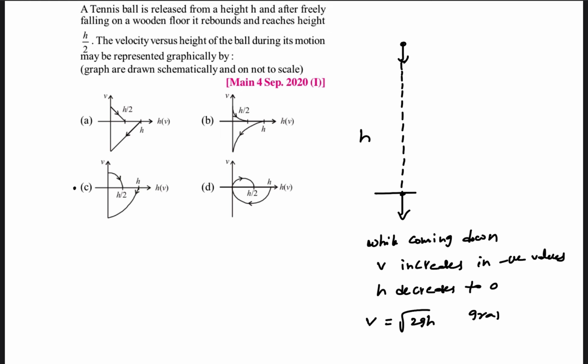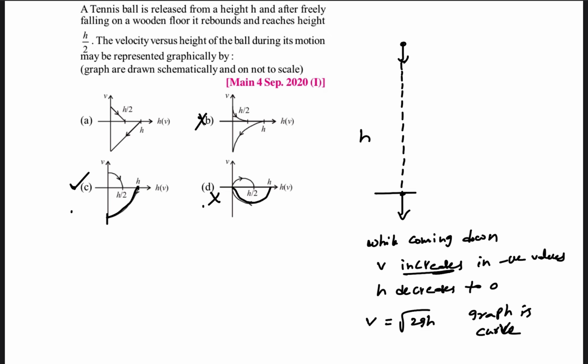V is equal to the root over 2gh. Graph is a curve. Which graph is curve is there here? B, C, D curves are there. You see here h by 2, this one, it is coming to this and reaching to the increases. Fourth graph it is increase and reaches to 0. That is wrong. Second graph is coming to some value.